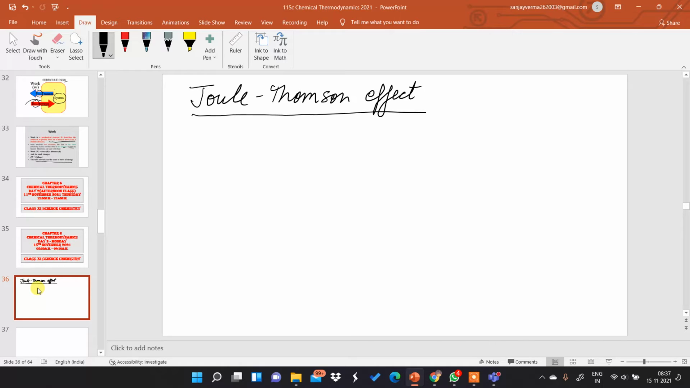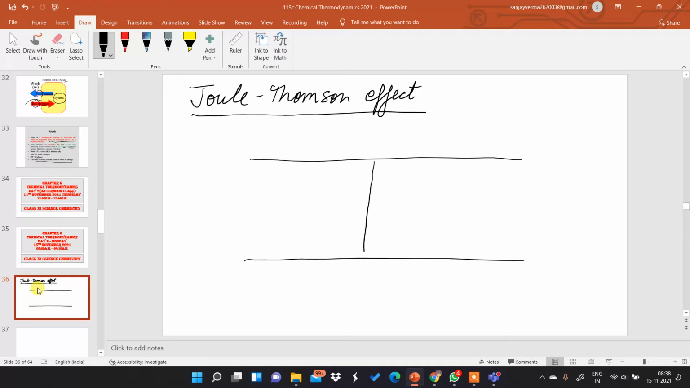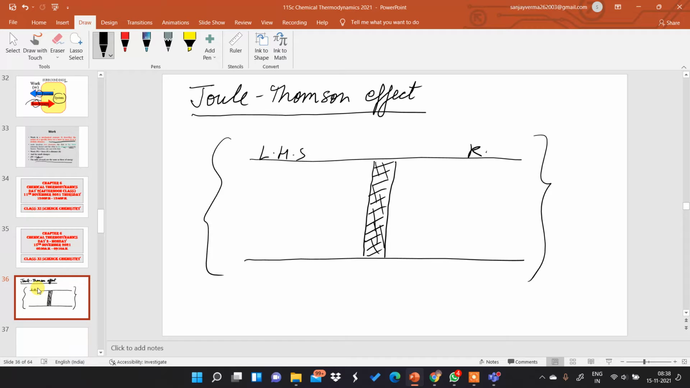Let me explain you with the help of a diagram. I will draw a very simple diagram. This part which you see over here is a porous plug. This part is a pipeline. This is the left hand side and this is the right hand side of this porous plug.